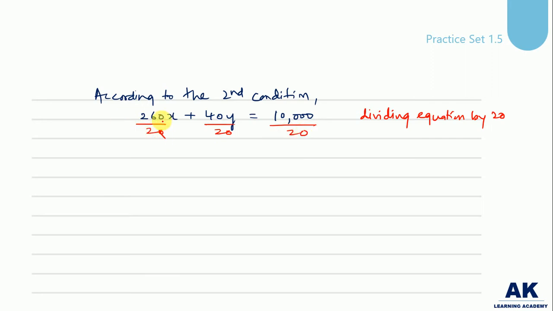So 0 and 0 get cancelled, 2 ones are 2, 2 thirteens are 26, right? 0 and 0 get cancelled, 2 ones are 2, 2 twos are 4, 0 and 0 get cancelled, 2 ones are 2, 2 fives are 10, and here it is 2 zeros, right? So 13 into x is 13x plus 2 into y is 2y, which is equal to 500, right? So let's call this equation number 2. All right.